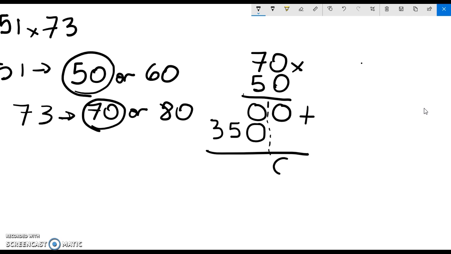So then you're just going to do an addition. We're going to have 0, 0, 5, and 3. So if you want to estimate what is 51 times 73, a good estimate is, well, it's close to 3,500.